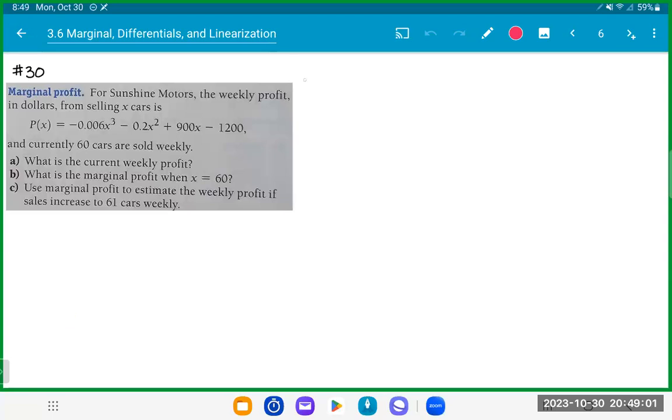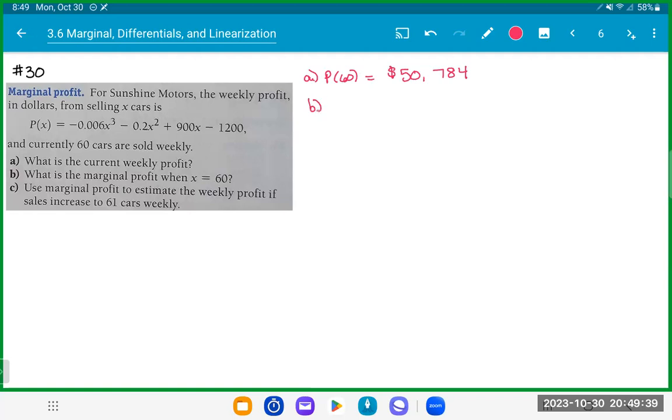So for the first one, part A, we really just want to look at P of 60. We want to evaluate our function at 60. I'm not going to write out all of those, but it would be negative 0.06 times 60 cubed minus 0.2 times 60 squared, and so on, filling it into that original equation. And so the profit would be $50,784.